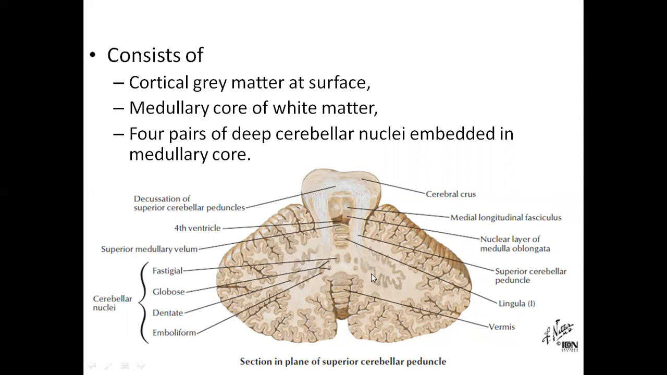In the medullary core, core is nothing but center, we see collections of gray matter called cerebellar nuclei. We have four such nuclei. DEFG is the code: we have the dentate nucleus, nucleus globosus, nucleus fastigius and emboliform nucleus. These are the collections of gray matter within the white matter of the medulla of the cerebellum.